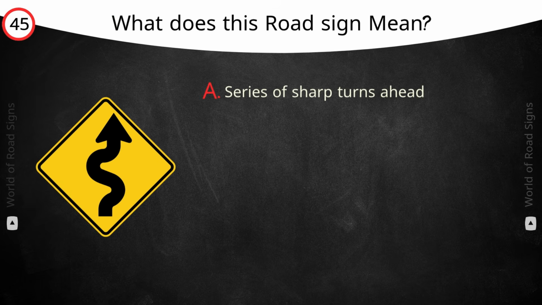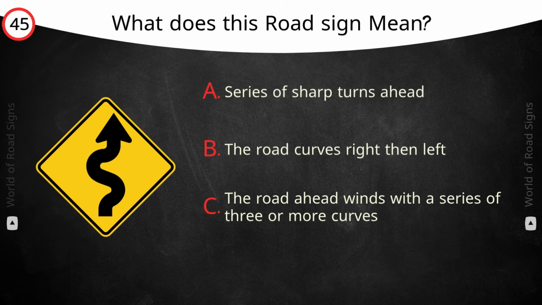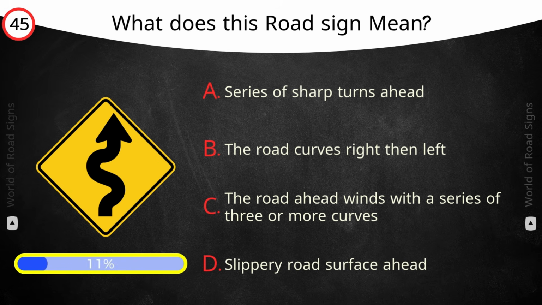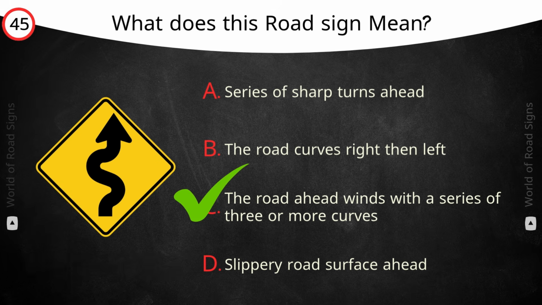Question 45. Do you know the meaning of this sign? A. Series of sharp turns ahead. B. The road curves right then left. C. The road ahead winds with a series of 3 or more curves. D. Slippery road surface ahead. You got it right if you selected option C.